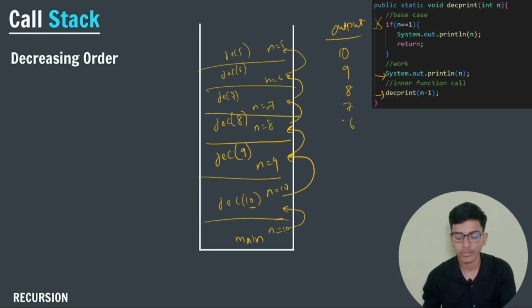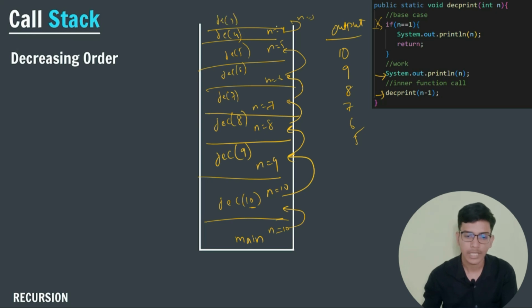So here I will print 6, after that 5, and again deck of 4 will get called and n will become 4. After that here n will become 3, so deck of 3, right? Here I will print the value of 4, after 3. Again here I am getting out of the board, but yeah, deck of 2.